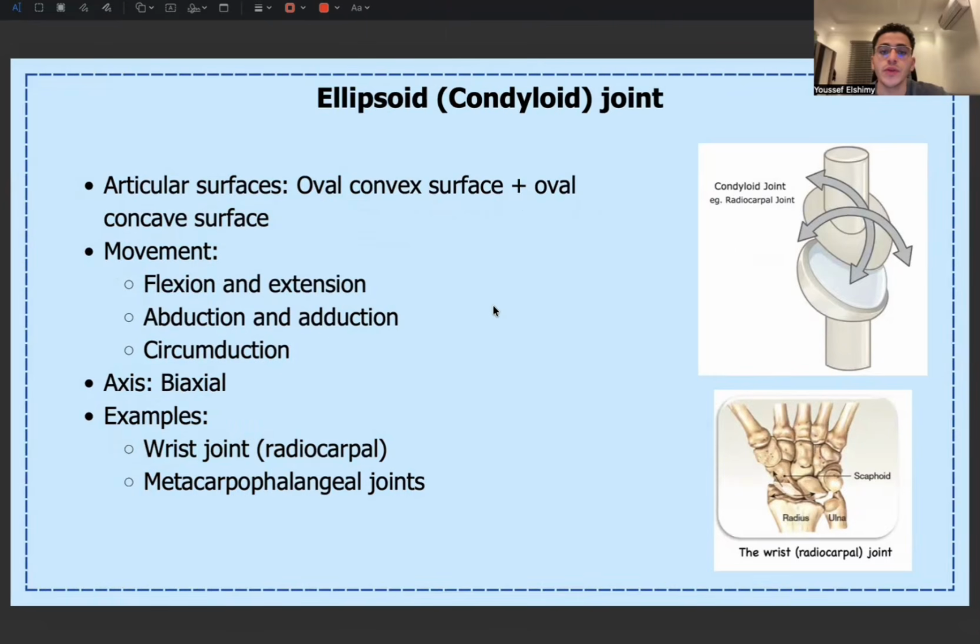Moving on to the ellipsoid or condyloid joint, where the articulating surface is basically an oval convex surface fit into an oval concave surface, and it allows for flexion and extension, abduction and adduction, as well as circumduction. It is also considered a biaxial joint, and an example is the wrist joint, which is the radiocarpal joint, and the metacarpophalangeal joints.